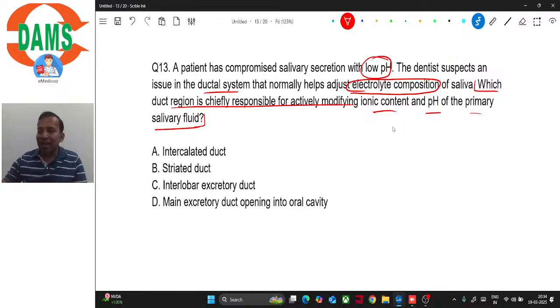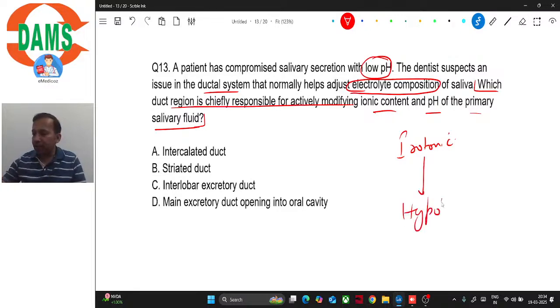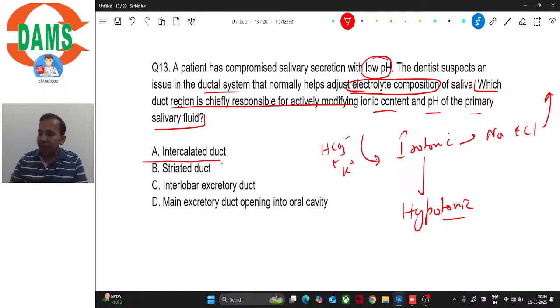We know that the primary fluid or the initial saliva is isotonic, but the final saliva that is secreted in the oral cavity is hypotonic. And this is because sodium and chloride are removed from the saliva and bicarbonate and potassium are added, isn't it? And which duct does this? It is the striated duct.